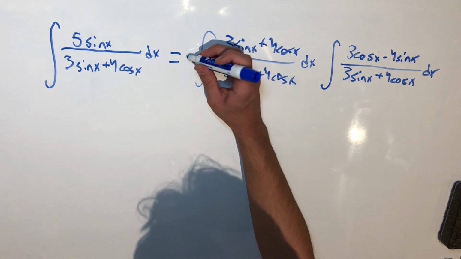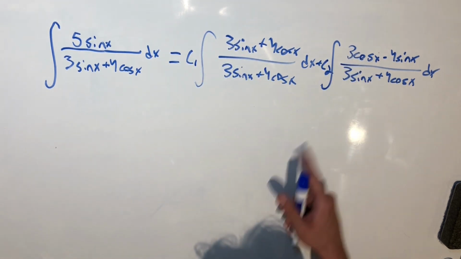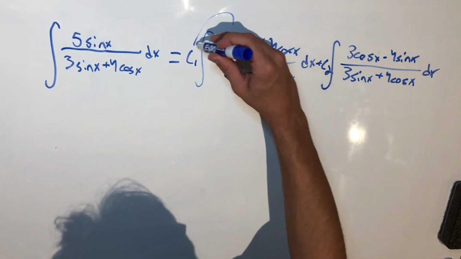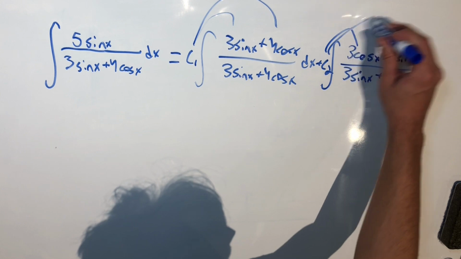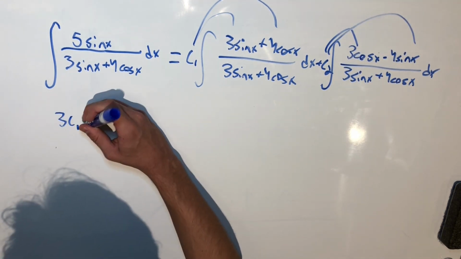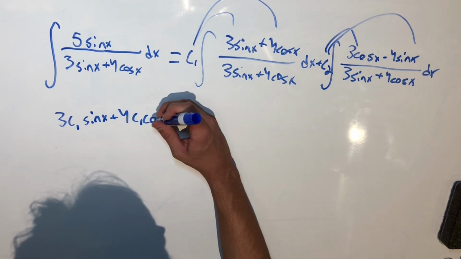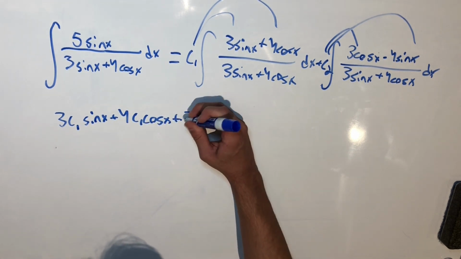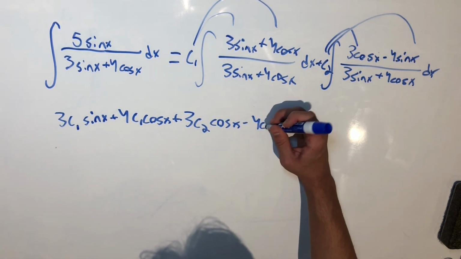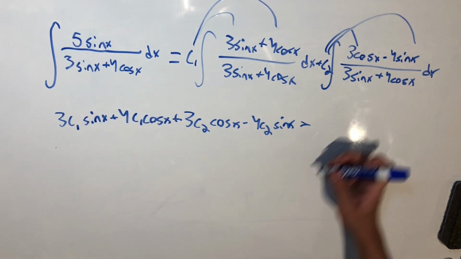So let's try to make this equal to some c1 times that integral plus some c2, another constant, times that integral. Well, how can we do this? Well, we can distribute this to both terms, and we can distribute this to both terms, and that will give us 3c1 sine x plus 4c1 cosine x plus 3c2 cosine x minus 4c2 sine x, and we know that this must equal this 5 sine x on the numerator.